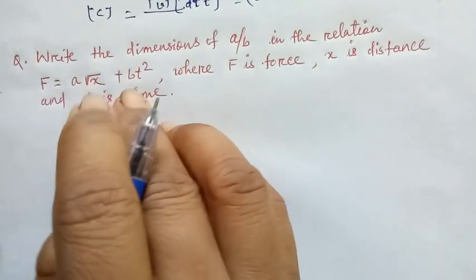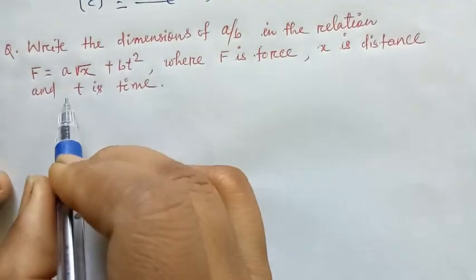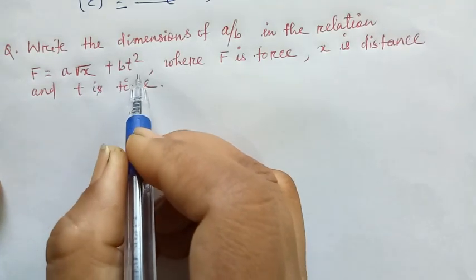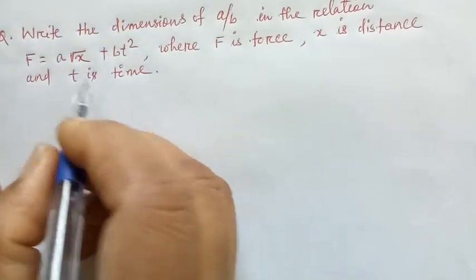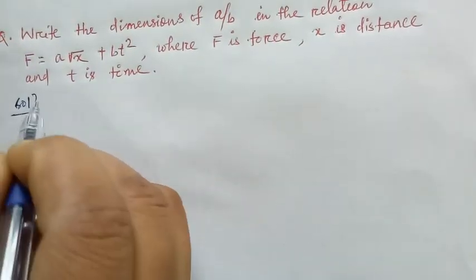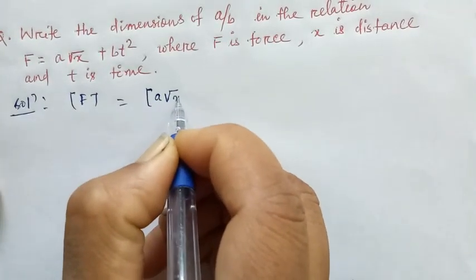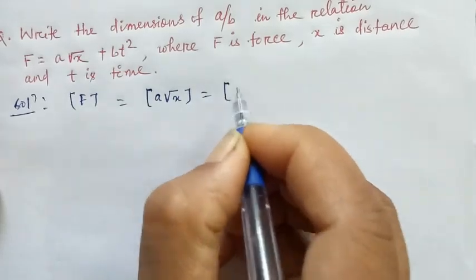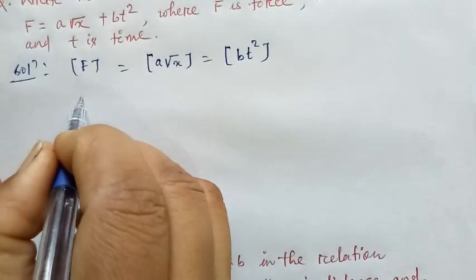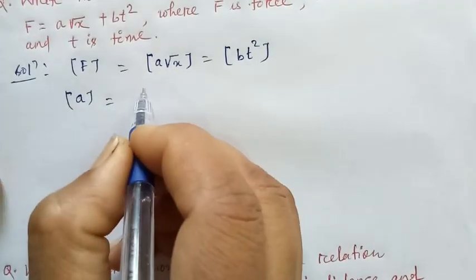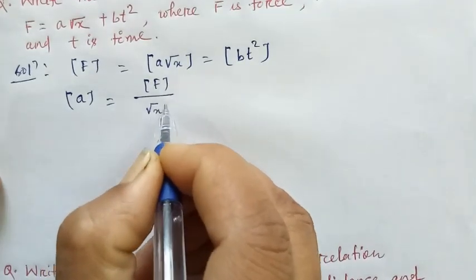Your next question: write the dimensions of A upon B in the relation F = A√x + Bt², where F is force, x is distance and t is time. Similarly, the dimension of F is equal to the dimension of A√x, is equal to the dimension of Bt². So first, the dimension of A is equal to the dimension of F upon √x.